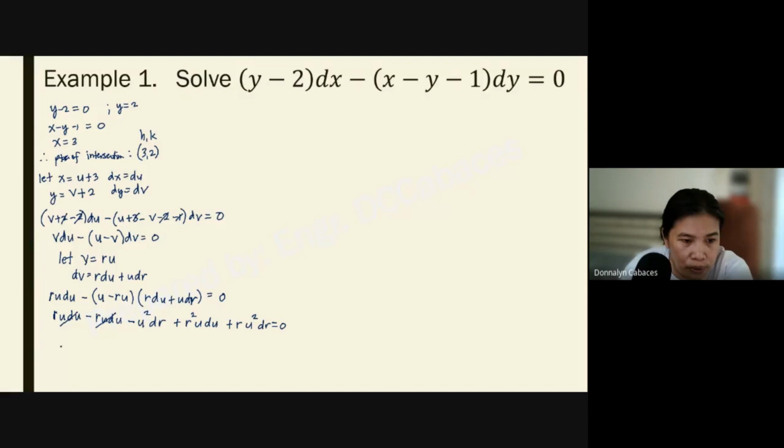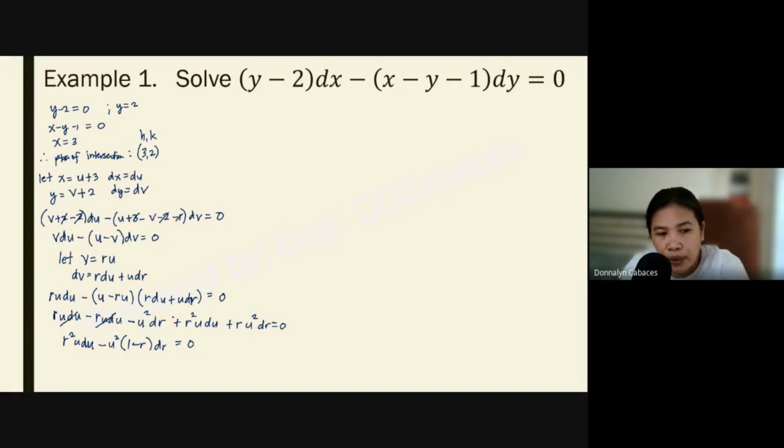And then we combine my dr terms. Let us first take the r squared u du. And then the common factor here is u squared. Okay, so we can factor out minus u squared times (1 plus r, correct?) dr. 1 minus r, sorry. Is equal to 0.